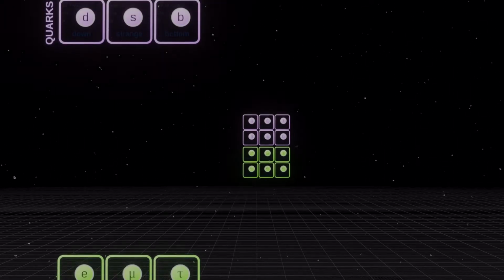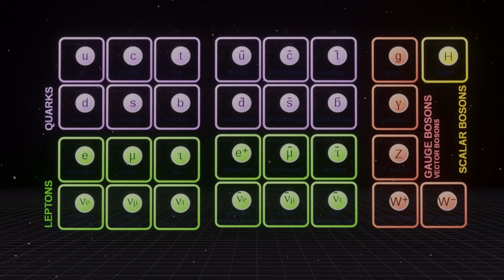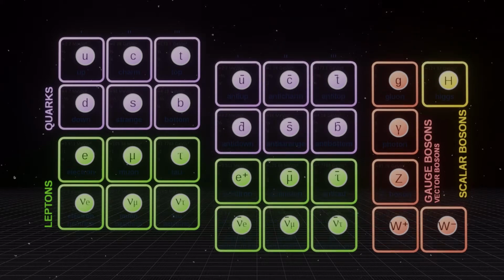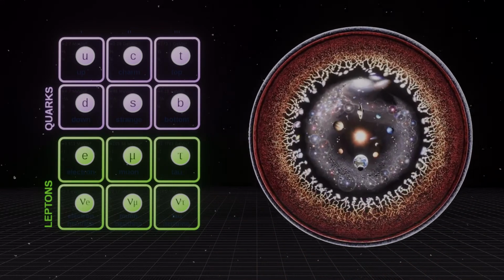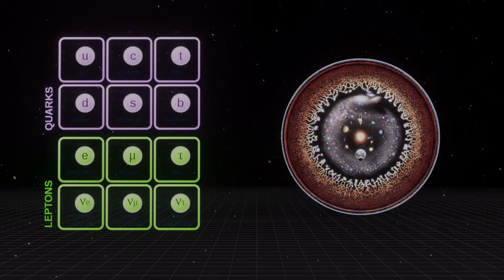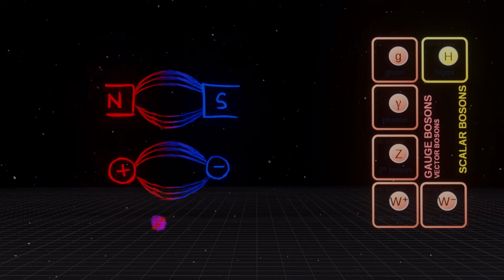The Standard Model is like the periodic table of quantum mechanics. It is a list of all the basic particles that are known to mankind. The Standard Model can be separated into the Fermions, which are the particles that make up all the matter that we see in the universe, and also the Bosons, which are the force carriers.